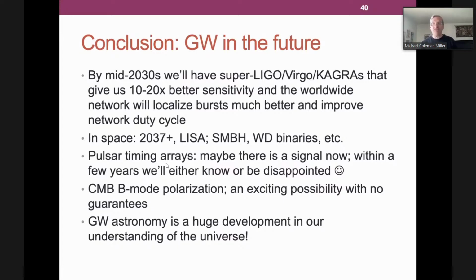The B-mode polarization, it's an exciting possibility and no guarantees. Overall, gravitational wave astronomy is a huge development in our understanding of the universe. I feel profoundly honored to be able to do some work in this field at the time of the discovery, and I hope that you share my excitement. Thank you very much. I'll be happy to take any questions now.